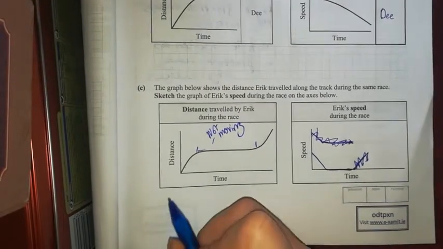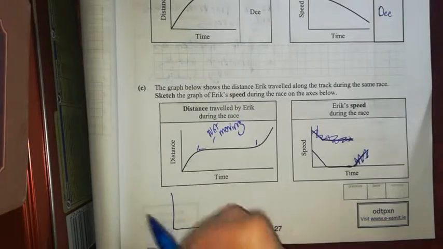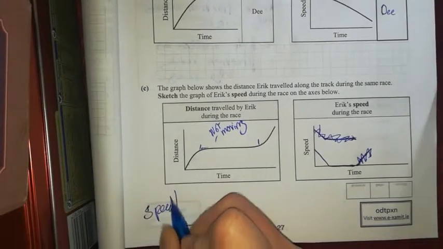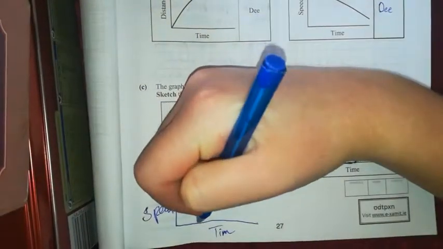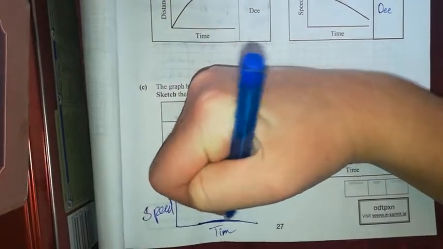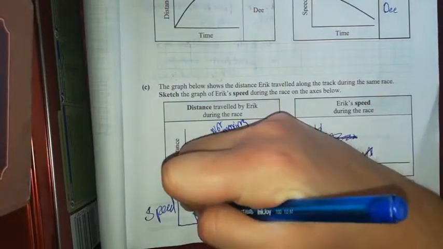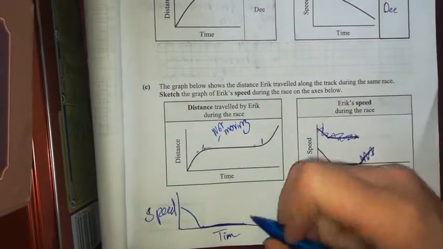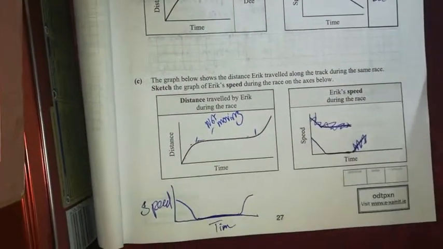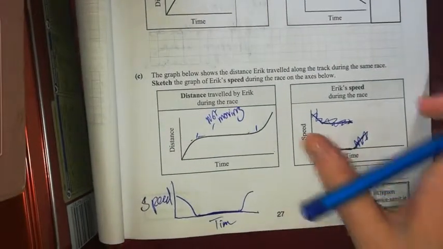So if I look at his speed versus time, in this section from here to here, he's not moving, so the speed is going to have to be 0. So then he's moving here, so up here, and then he's moving at the end. So it's like this. So that's going to be the graph of speed versus time for Eric. And that is the end of that question. Thank you.